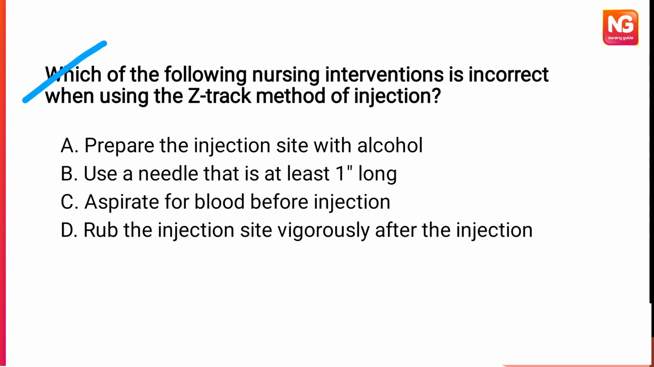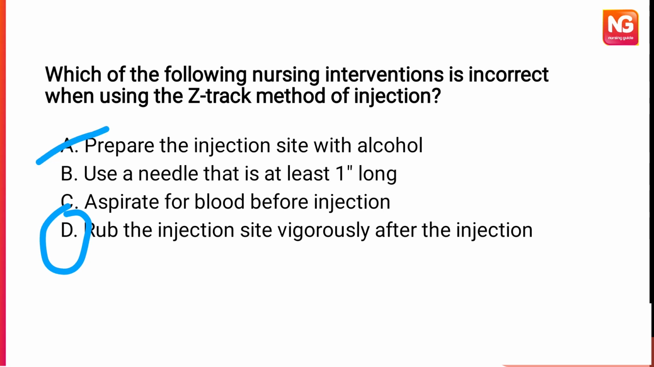Next, which of the following nursing interventions is incorrect when using the Z-track method of injection? Option A, prepare the injection site with alcohol. Option B, use a needle that is at least 1 inch long. Option C, aspirate for blood before injection. Option D, rub the injection site vigorously after the injection. The correct answer is option D. Rubbing the injection site vigorously after the injection is the incorrect method in the Z-track injection method.